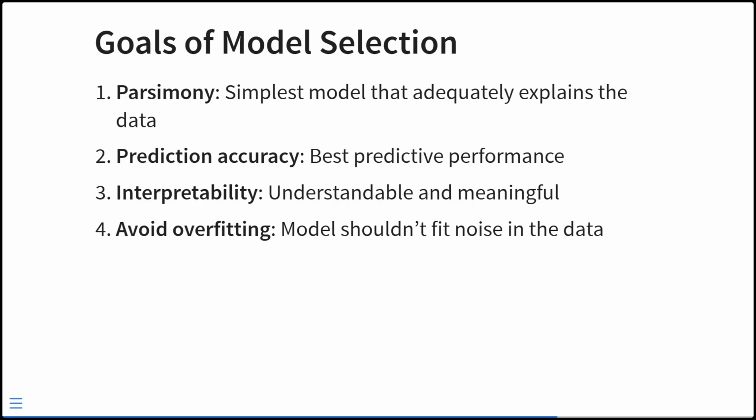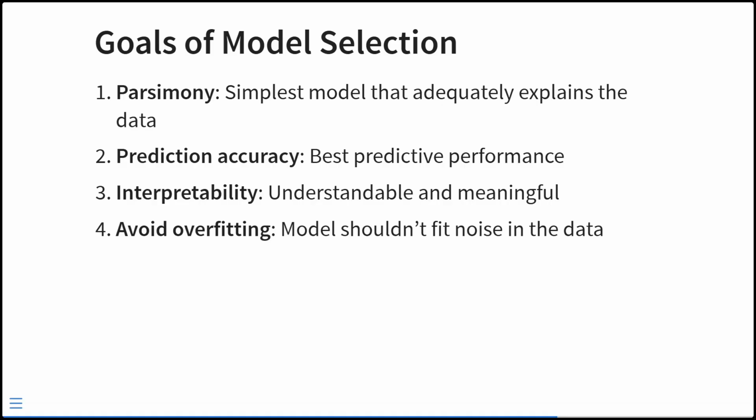Model selection means selecting the best model for your case. First of all, parsimony: the simplest model that adequately explains the data. You want a model that is very simple but explains the data. So if you have 20 predictors and an adjusted R square of 0.3, and now you have 5 predictors with an adjusted R square of 0.9, you can see that the model with 5 predictors is simple but explains the data more than the one with 20 predictors. So you need to find the simplest model that adequately explains the data.